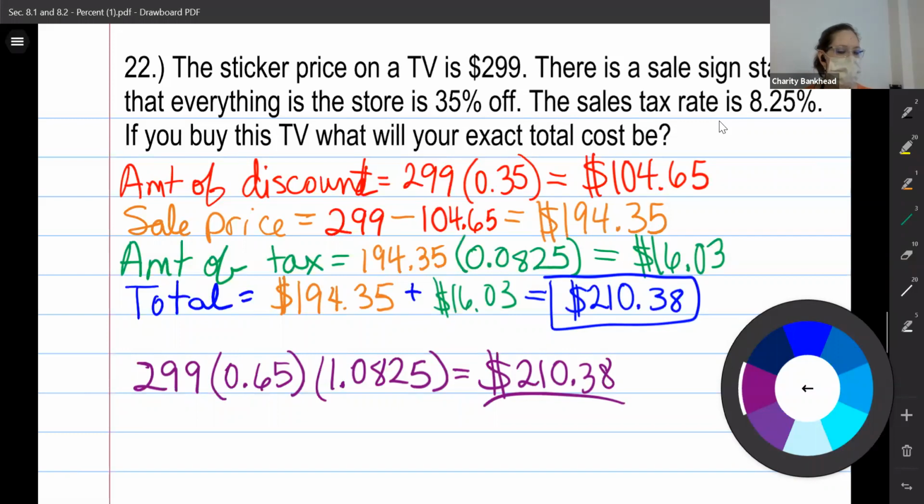100% minus 35% is 65%. So yeah, if it's 35% off, that means the amount you are paying is 65% of the original.